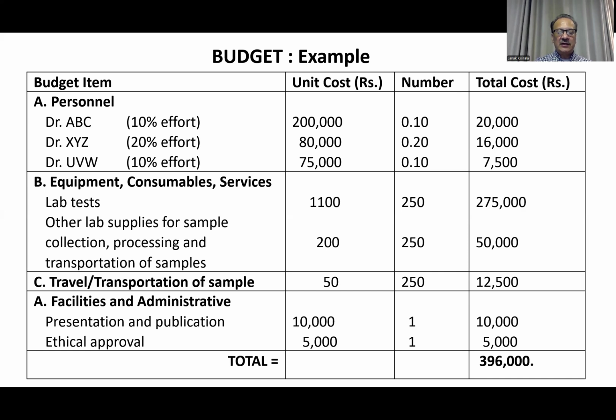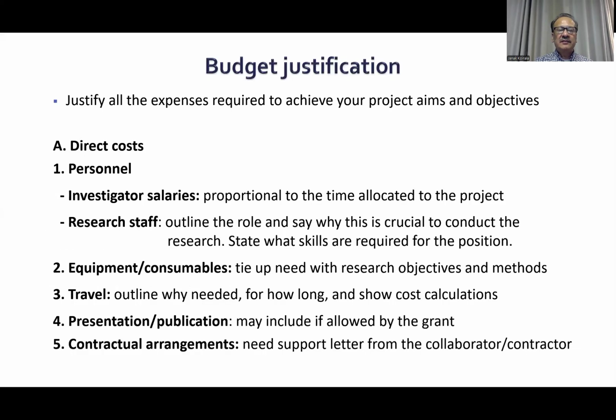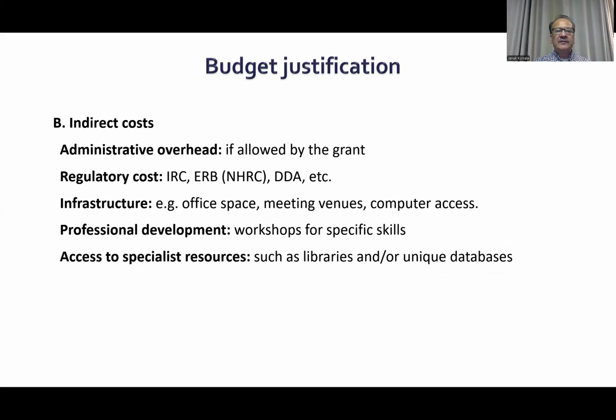Always include ethical approval budget, because if you have an external grant, then the ethics board will require you to pay a certain percentage of that. Budget justification should consist of direct cost, why, personnel, how much, all calculations, equipment, consumables, travel, presentation, publication, everything has to be justified. Similarly, there's indirect cost. Mostly it's the administrative overhead charged by your institution, but also it may include other costs like regulatory cost, IRB fee, infrastructure, access to specialist resources, etc.